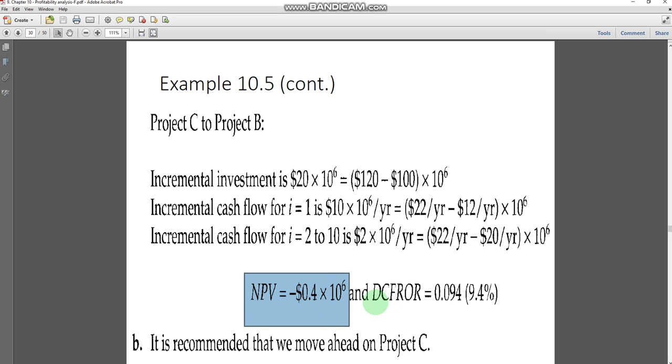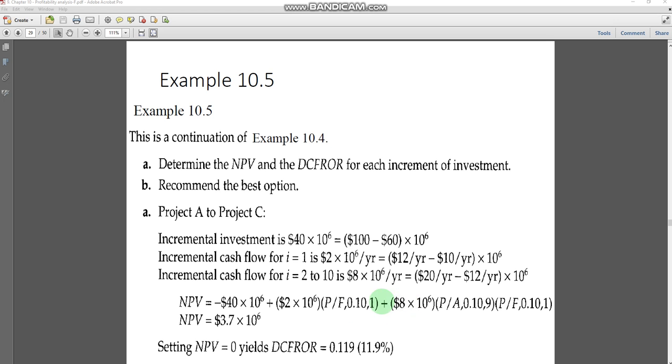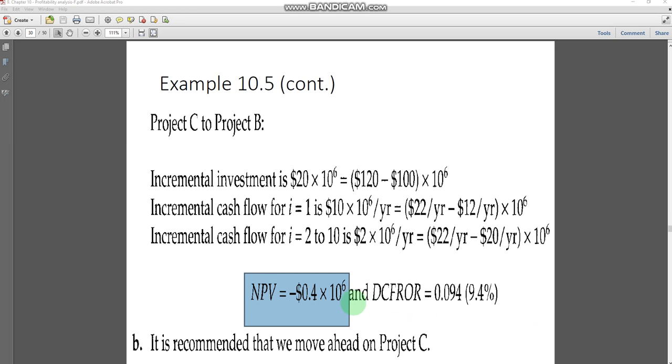And when you want to calculate the discounted cash flow rate of return, you would use the similar equation, but you will not put in the value for the interest rate, and you will set the net present value equal to 0. From there you would get the discounted cash flow rate of return to be 9.4%. Now, looking at these alternatives or incremental cash flows, it is recommended that we move ahead with project C. So project C is more beneficial.